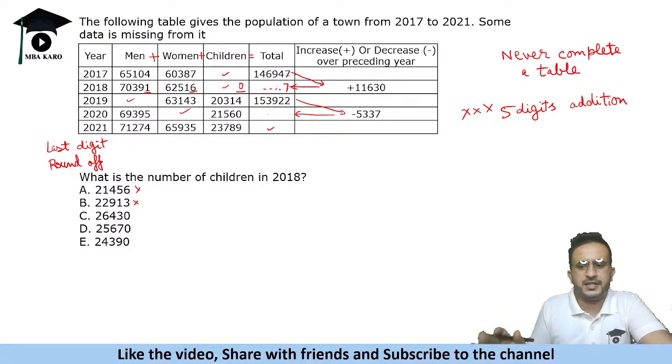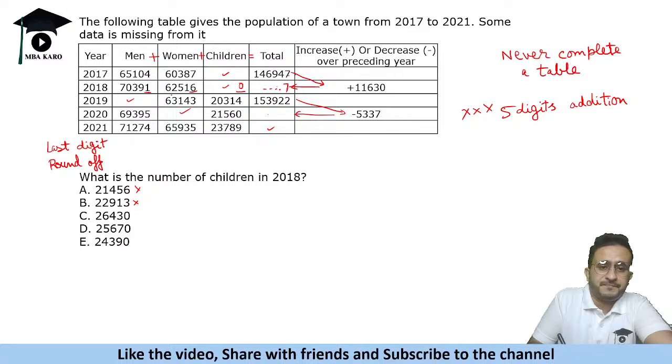Now look, sometimes the question can be solved by the last digit alone. Maybe if 4 options had different last digits and only one option had last digit 0, you could have directly got the answer. But here three of the four options have last digit 0. Then the second thing comes into picture. We will do the round off thing.